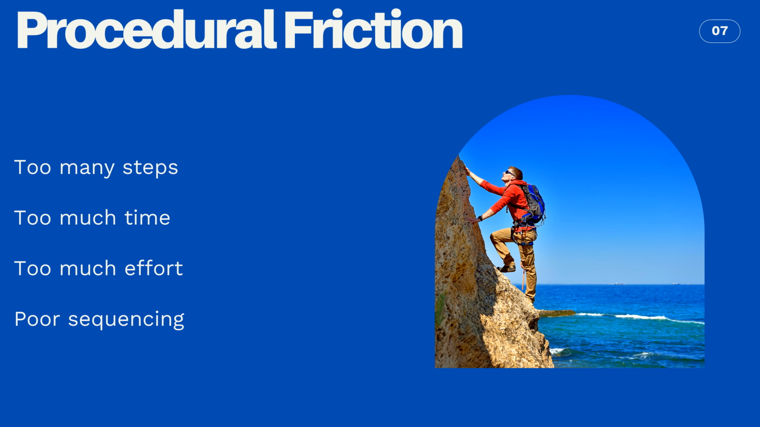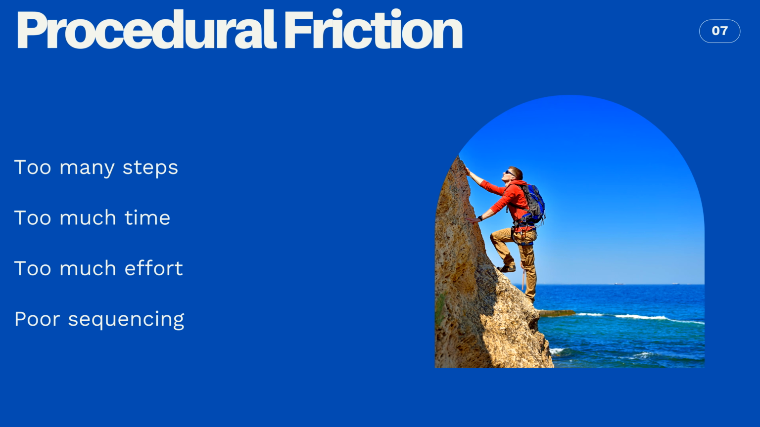Procedural friction is the literal effort required to complete a task. Effort is one of the strongest predictors of abandonment. This is grounded in effort discounting, which shows that people devalue outcomes that require more effort, and temporal discounting, which shows that people avoid tasks that feel time-consuming. Every additional step, every additional field, every additional second increases the likelihood that customers will drop off. This aligns with Fogg's behavior model, where ability decreases as effort increases.